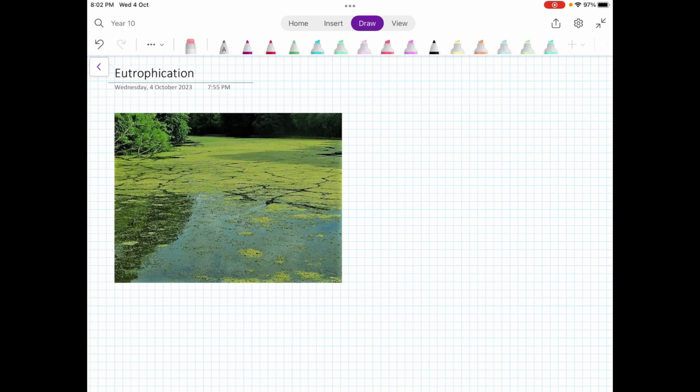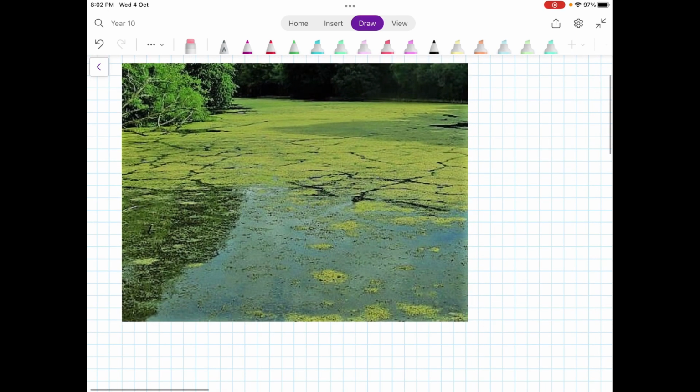Everyone! In today's video, I'm going to be taking you through the steps of eutrophication. Now, as you can see in this photo below, eutrophication is this process where a body of water gets covered in these algal blooms and is unable to sustain life. Now, what exactly leads to this occurring?